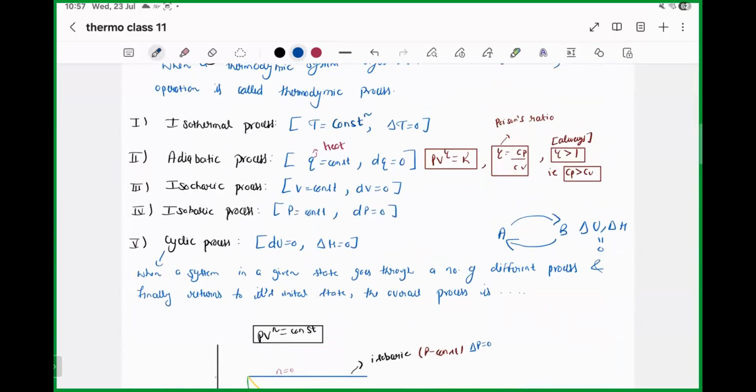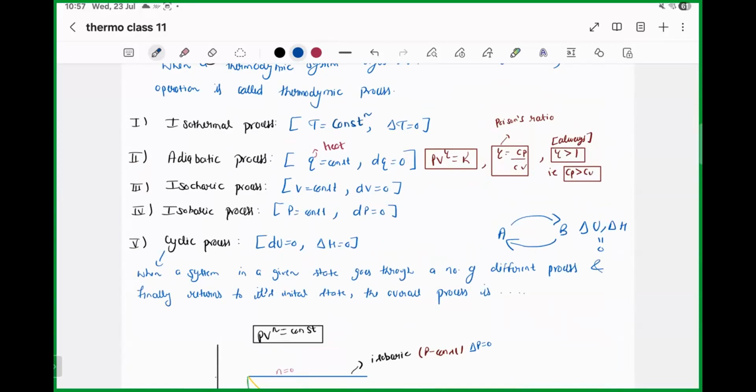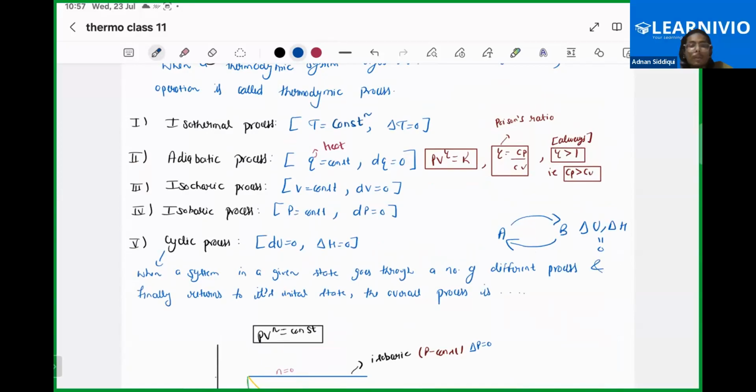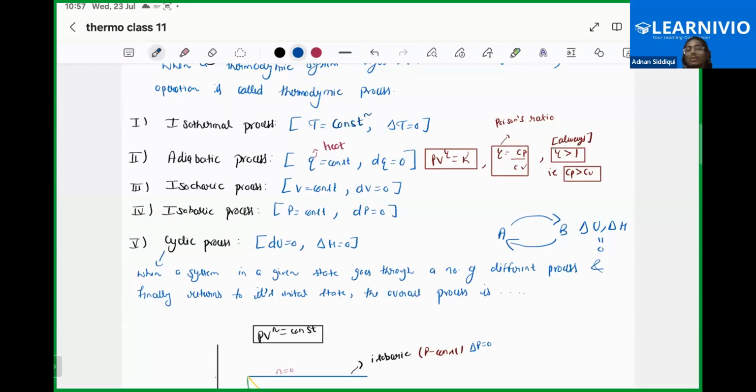Isobaric, isothermal, isochoric. See, isothermal, you are seeing this T. Isotherm, therm means temperature, right? You have to relate it here as temperature to learn it basically. Iso, thermal means temperature. Temperature is constant.